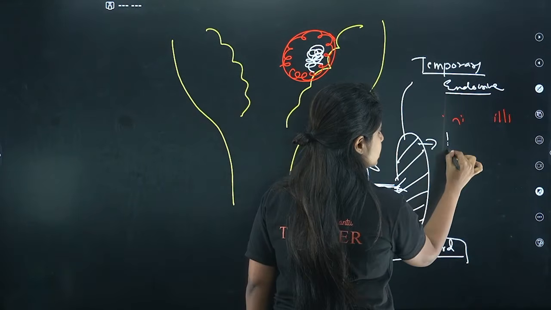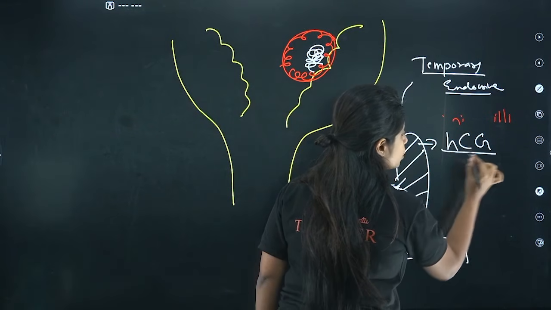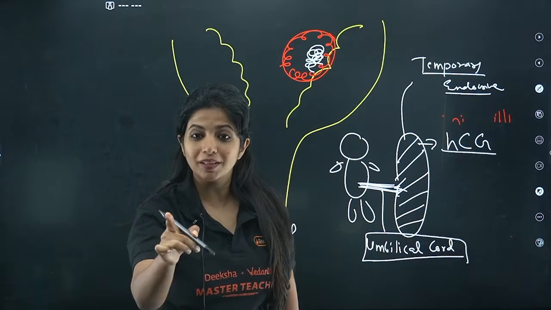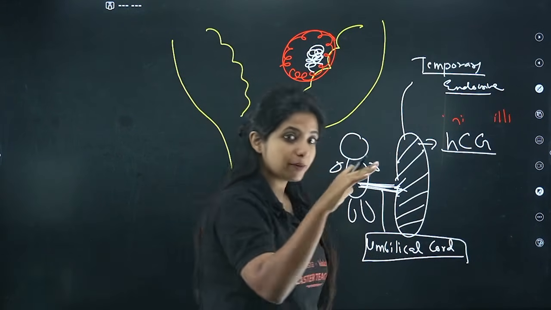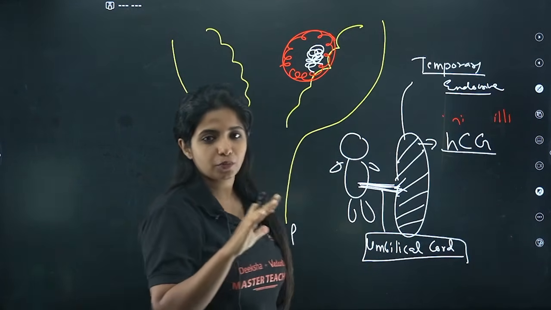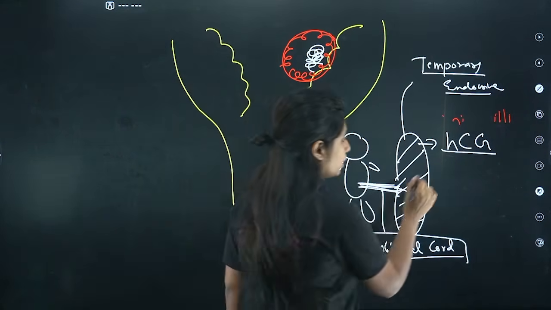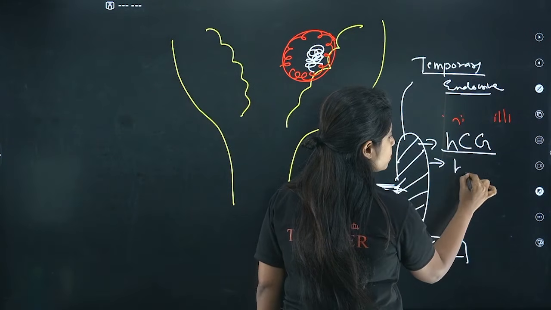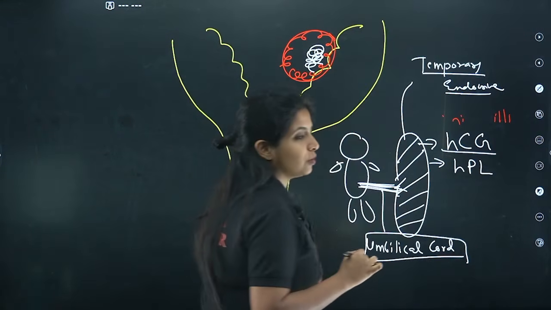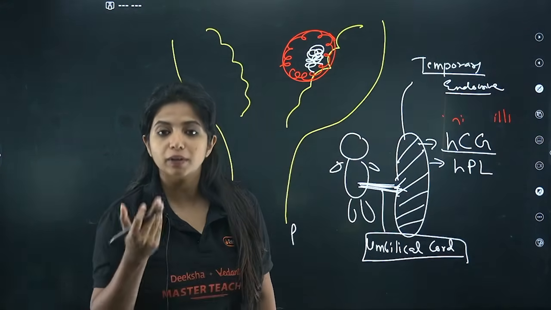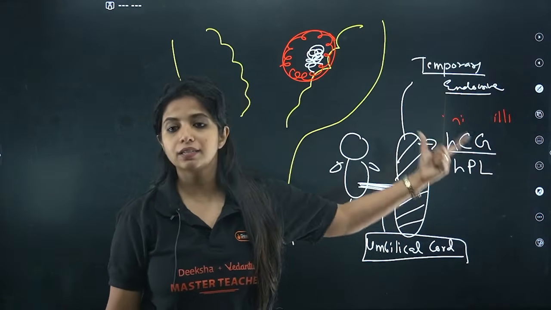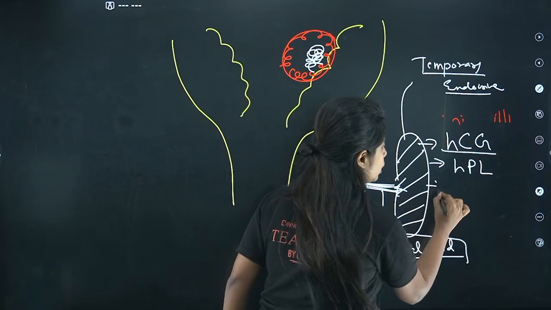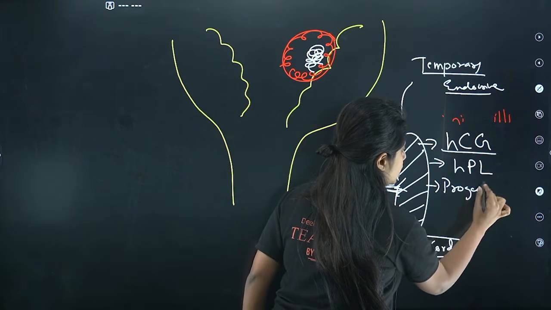One is HCG, we studied about it, human chorionic gonadotropin. That is the one that maintains the corpus luteum. I told you. And that corpus luteum gives progesterone. That progesterone maintains the endometrium for the implantation process and everything to happen smoothly. Okay. What about after that? HPL, human placental lactogen. For a mother to lactate, for the mother to breastfeed, you need some things. So which is why you have human placental lactogen. And then you have progesterone and estrogen.